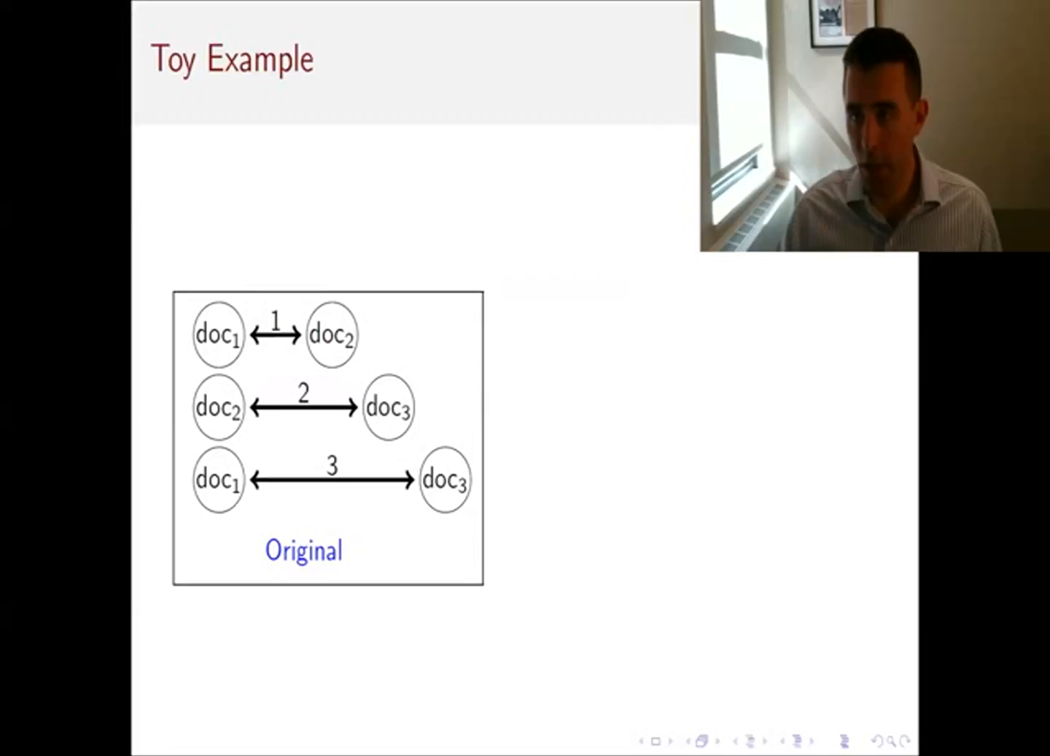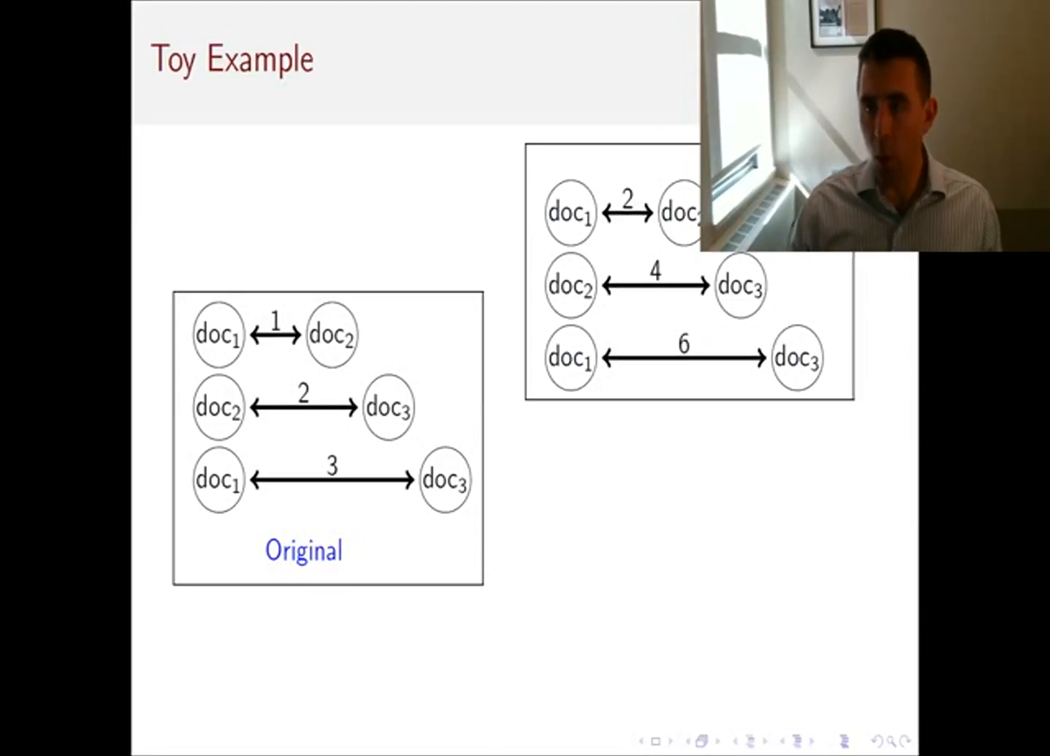So here's a toy example. We've got some documents, just 3 documents in this collection perhaps, or this is a set of 3 from a broader collection. And we've got some measurement of distance between them. So document 1 to 2 is 1, document 2 to 3 is 2, document 1 to 3 is 3. So there is some distance between these documents.